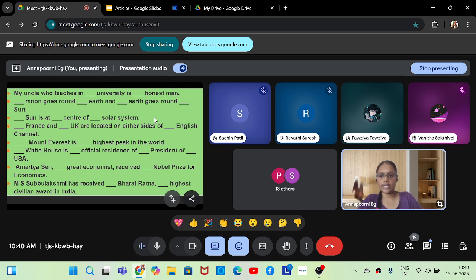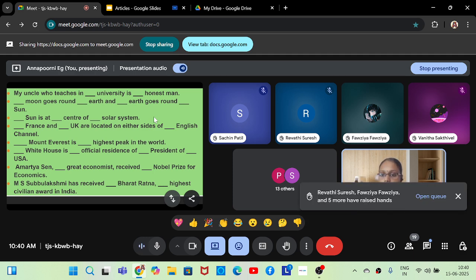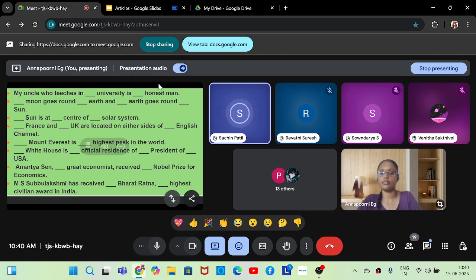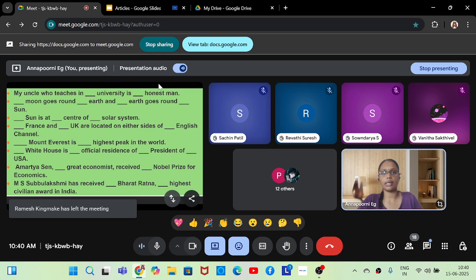Now the next one is again speaking about an award. M.S. Subbalakshmi has received dash Bharat Ratna, dash highest civilian award in India. Yes, Sachin Patel. M.S. Subbalakshmi has received the Bharat Ratna, the highest civilian award in India. Very good.